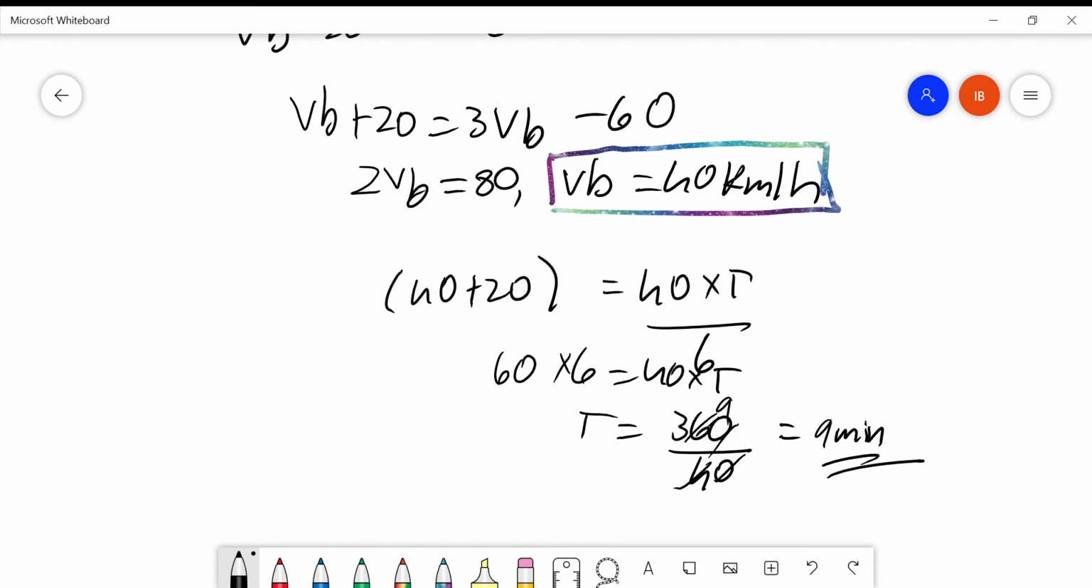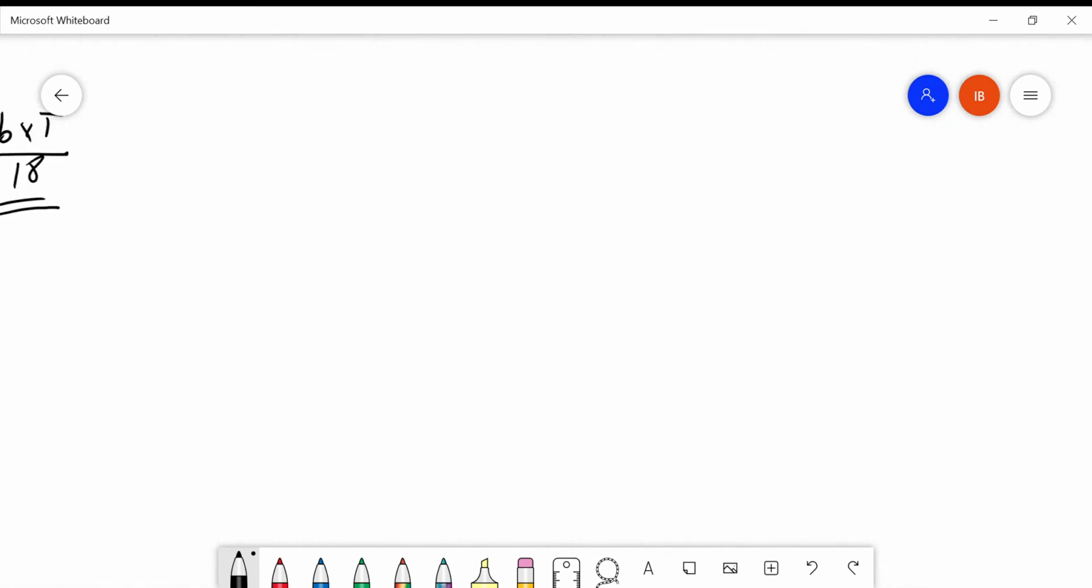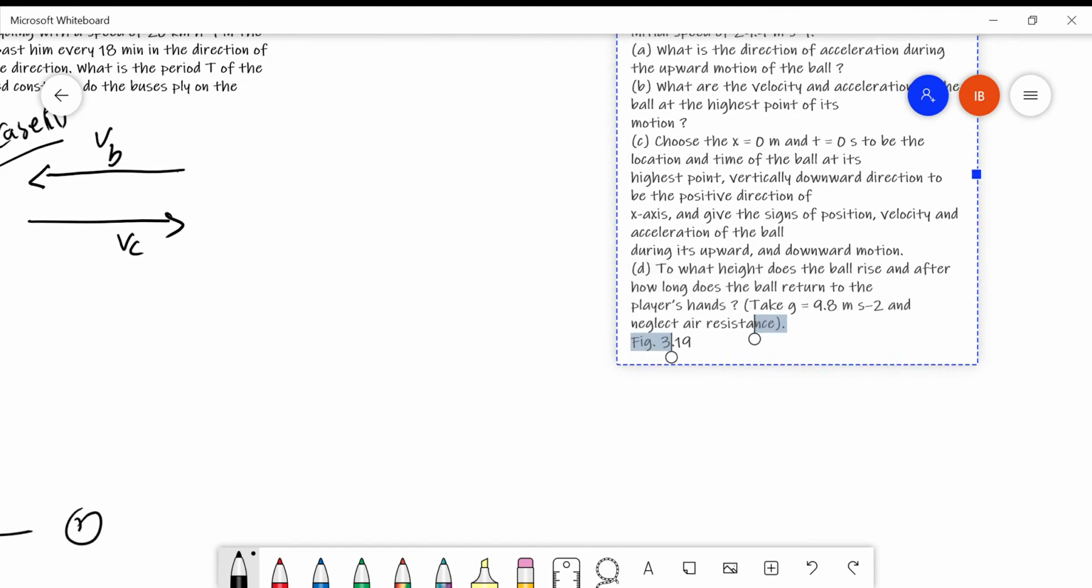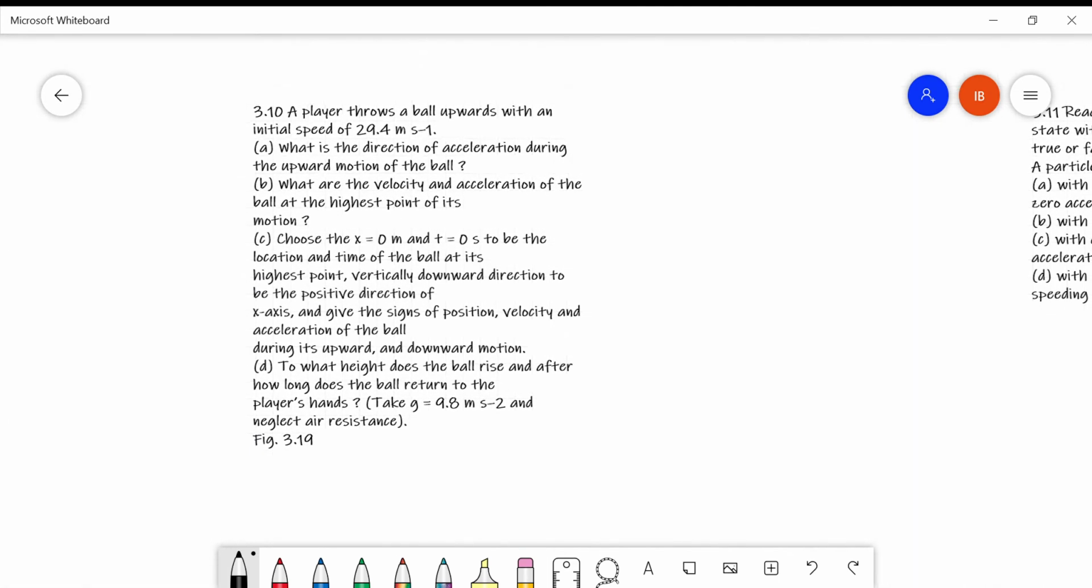Now moving on to question 10. A player throws a ball upwards with an initial speed of 29.4 meter per second. What is the direction of acceleration during the upward motion of the ball? That is the first question.